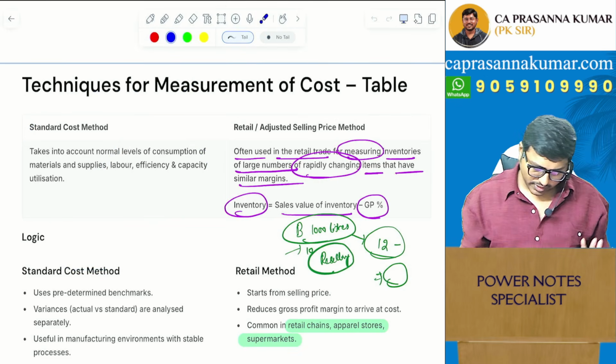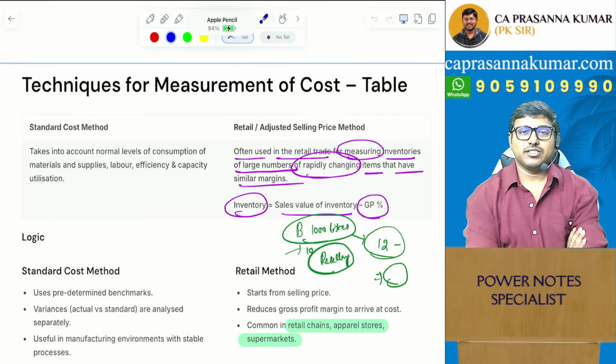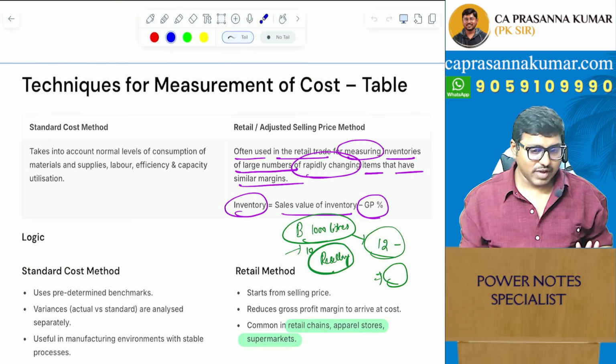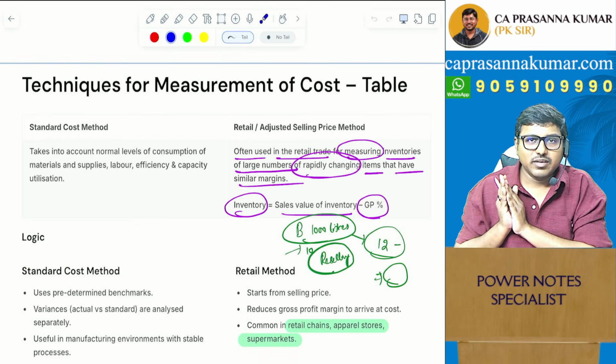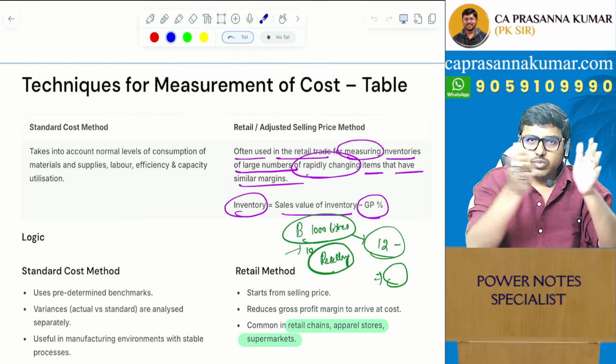Clear? Okay. Now, what about retail or adjusted selling price method? This will be applied mostly by retail agencies, like for example, DMart and all these guys. So what they do is that to calculate the value of the inventory, they'll just buy and sell. So they'll see at what price am I selling? Okay, what is my gross margin? From the selling price, you reduce the gross margin, automatically it should become the cost.